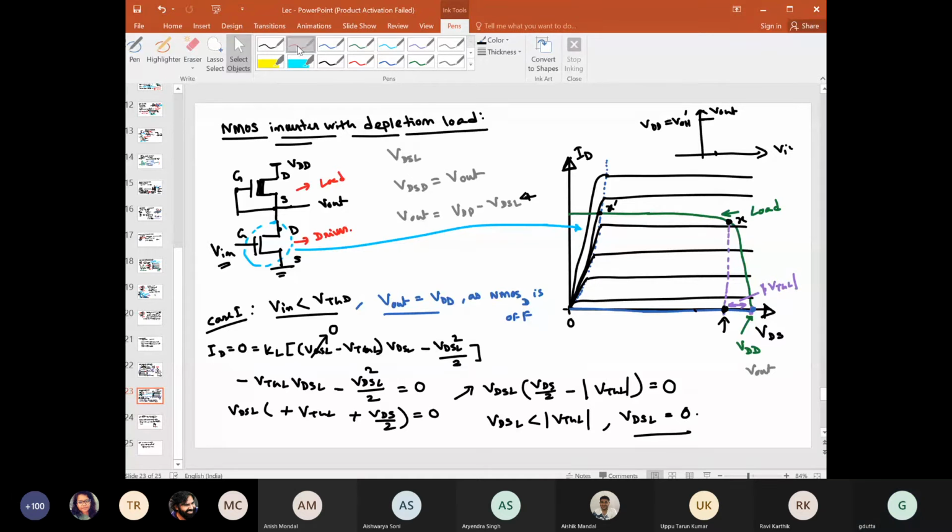Then again, if you see this plot, beyond this the driver will now come in the triode region, and this load is still operating in the saturation region. So in case 4, the driver is in triode and the load is in the saturation region. If you solve that, you will find the region corresponding to this. And there also, probably we will not do that for the sake of time, right?